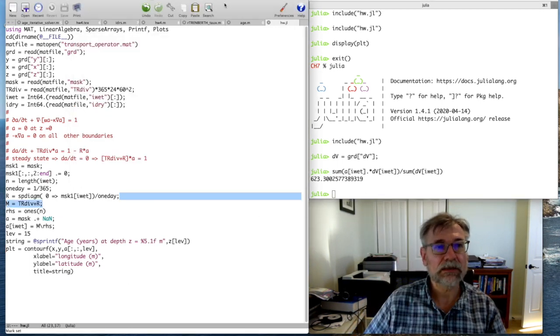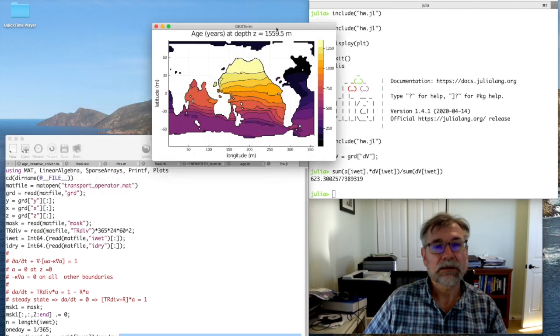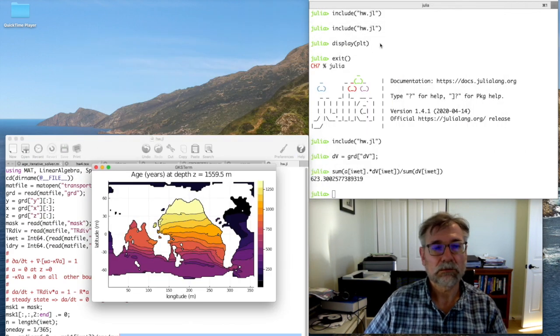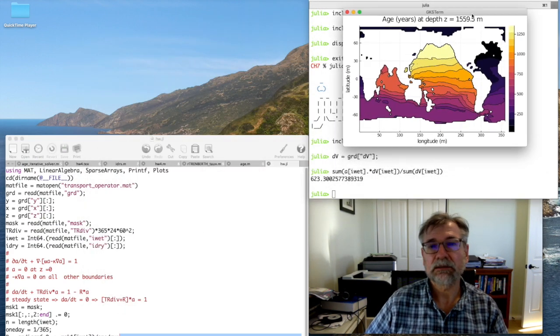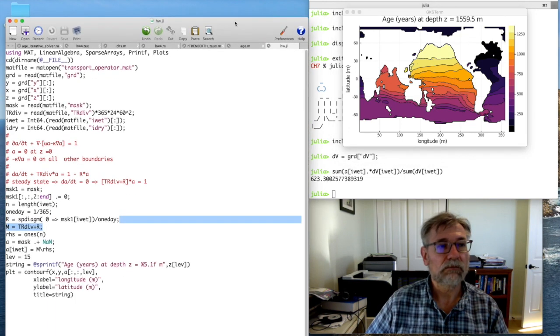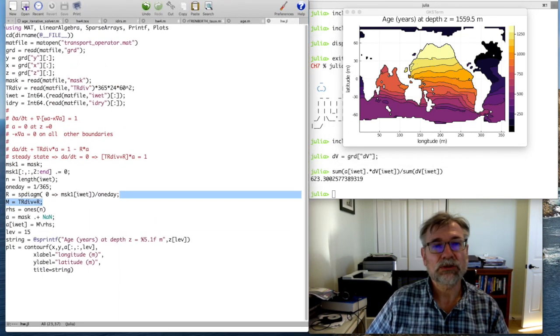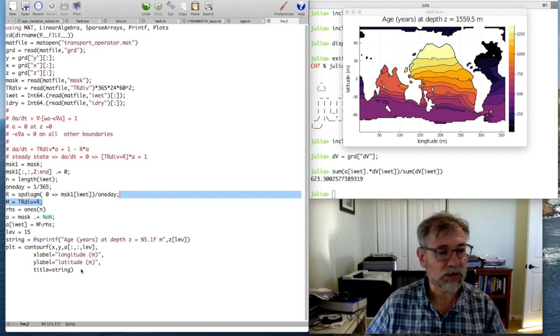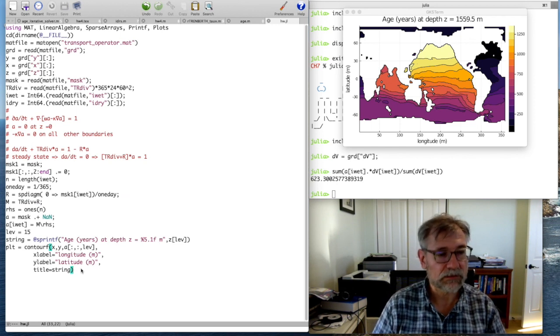Now I'm going to try to do, without killing this window, a plot of depth versus latitude in Julia. I dread doing it because it's hard, because I never remember the commands. But let's try it. Where am I? Title like this.